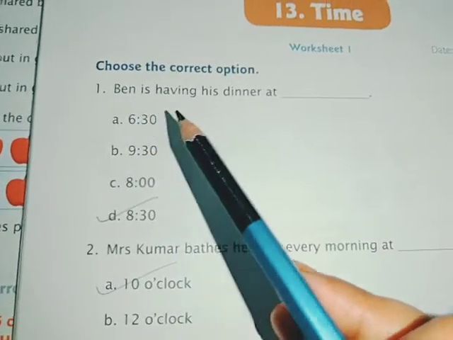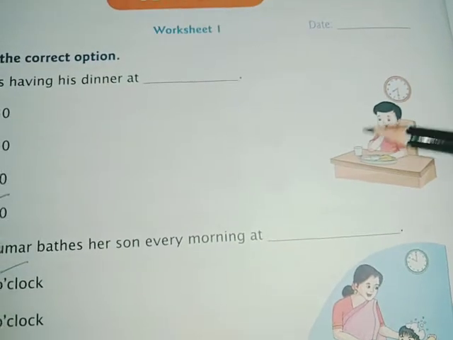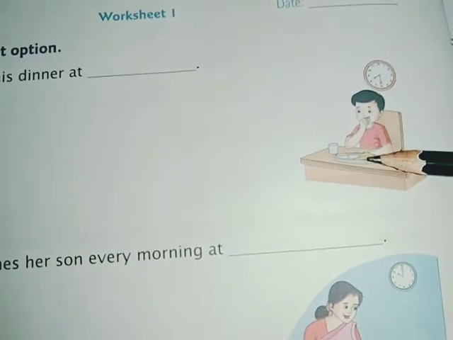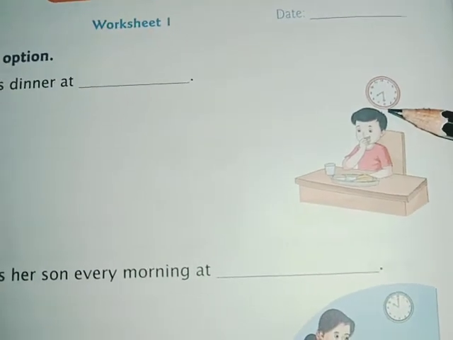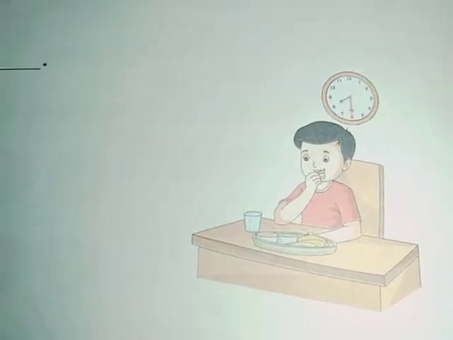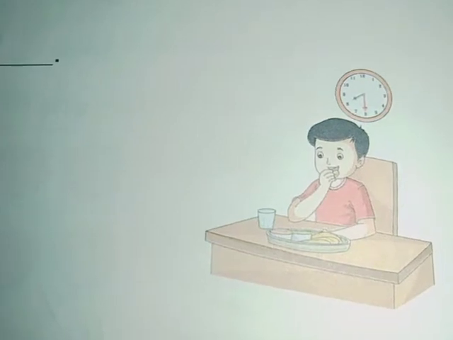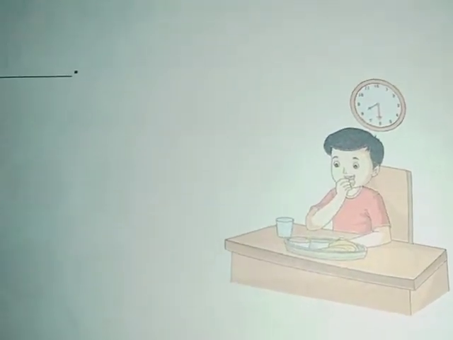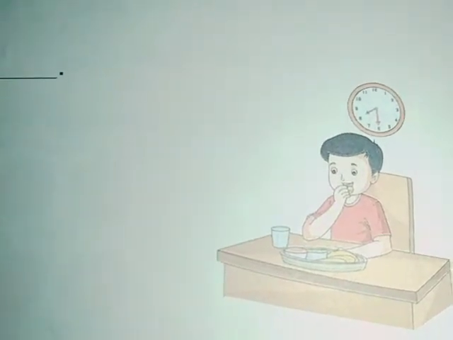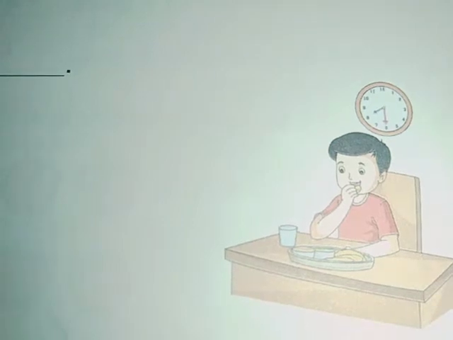Question number 1 reads, Ben is having his dinner at blank, and beside this a picture is given where Ben is sitting and eating his dinner, and on the wall at his back there is a clock. You will have to observe the time that the clock is showing. We can see the minute hand is at 6 and the hour hand is between 8 and 9. So this means the hour hand has started moving from 8 towards 9, and it is on half of its way. So this time will be called 8:30.